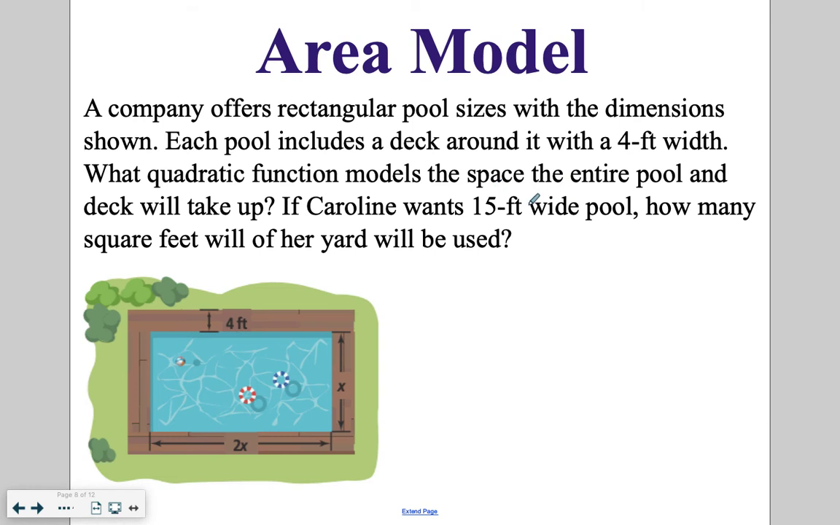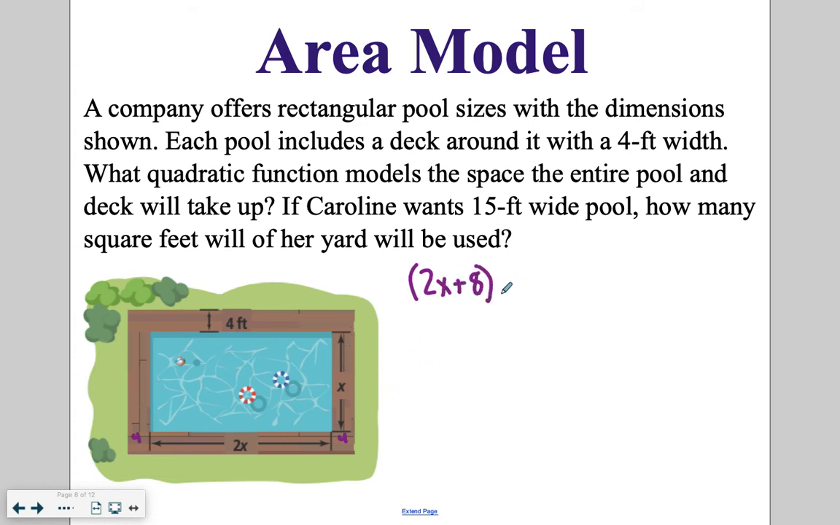So a company offers rectangular pool sizes based on the dimensions shown. Each pool includes a deck around it with a 4 feet width, so you can see that right there. First, we want to find the quadratic function that is going to model the entire space for the pool and the deck. So when we're looking at this, again, we need our base times our height. If we look at the base, we have this 2x, but then we also have this extension of 4 feet on both sides. So that means our base is 2x plus 8.